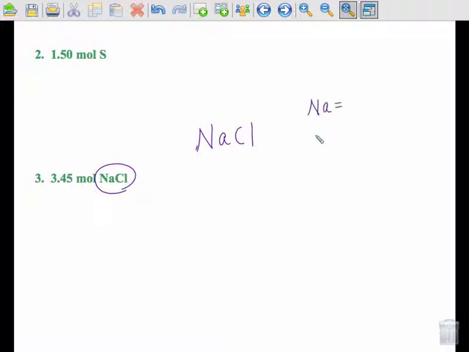So what I'm going to do is separate this into the elements that exist, which is sodium, Na, and chlorine, Cl. I'm going to look up their individual atomic masses on the periodic table. I'm going to find sodium is 22.99 and chlorine is 35.45.